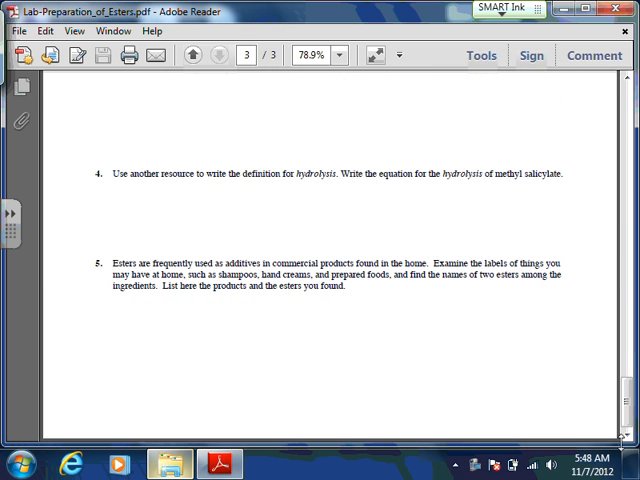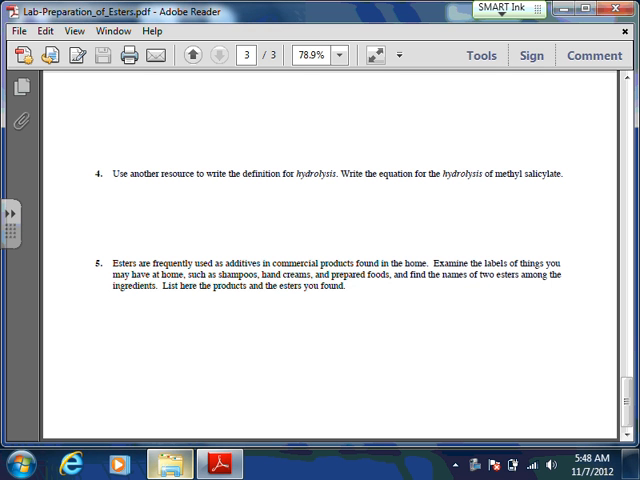Okay, and so what you're looking for is stuff in your house that might be examples of esters. And where you'd want to look is in your shampoos, anything that has a fragrance to it. You know, soaps, those sorts of things. So see if you can find some things around your house that actually have esters in them. Now, if you're not able to find that, then you can maybe just look up some things. You know, what products contain esters, and then you could list those products.